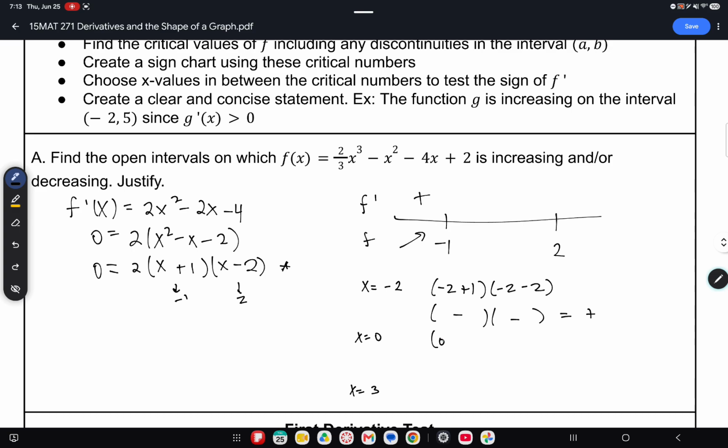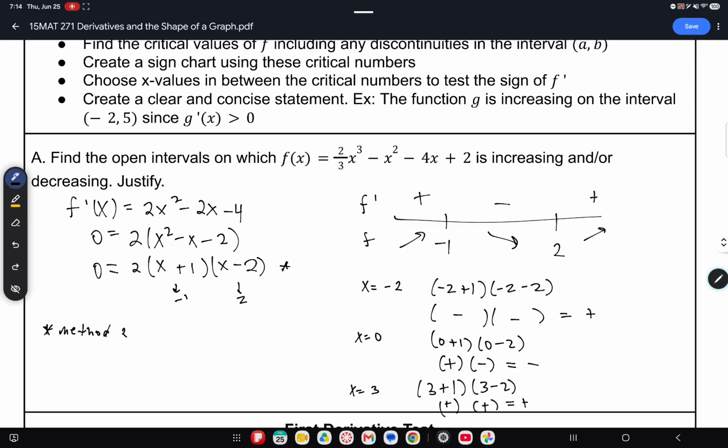If I plug in 0, I get 0 plus 1 and 0 minus 2. So that's positive and negative, which in the end will be negative, which means my original function is decreasing. And I can do the same thing for this last one. And we have positive and positive. So in the end, positive, which means the function's increasing. So then we can talk about the intervals of increasing and decreasing. But I also like, I call it my party trick.